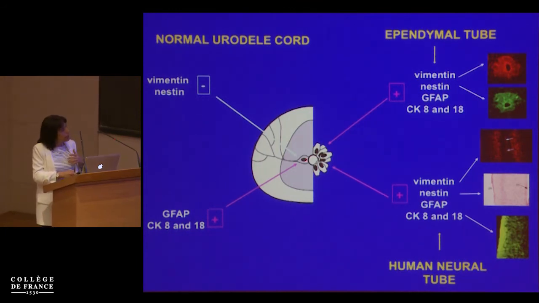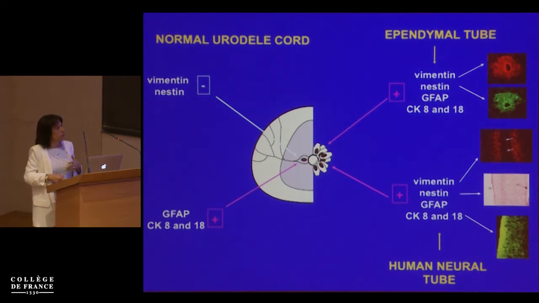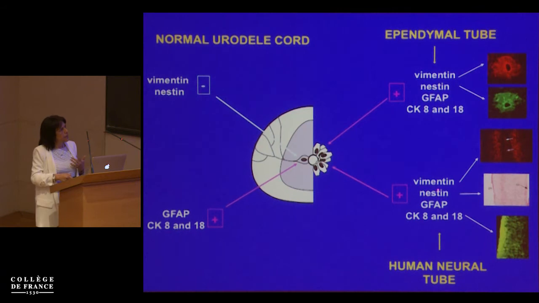However, when you injure and you have the formation of what is known as an ependymal tube that looks very similar to the developing neural tube, we have activation of all these markers, including the neural stem cell markers that are, in a way, dormant. What is interesting is that if you look at the human neural tube, because we wanted to draw some parallels, we find that the human neural tube expresses at the early stages all the markers that are then reactivated in response to injury. But in the human spinal cord, like in the mammalian, we have lost this population.